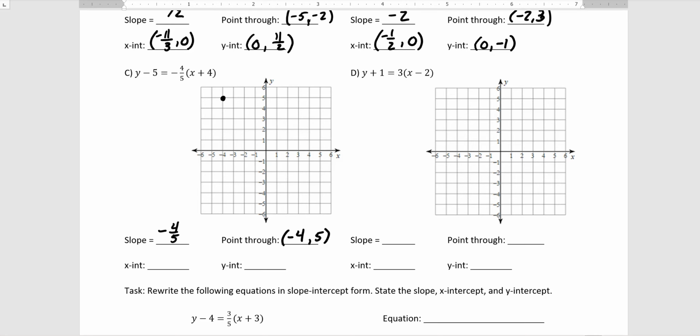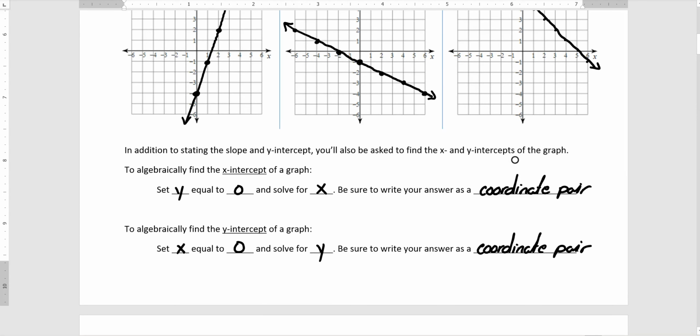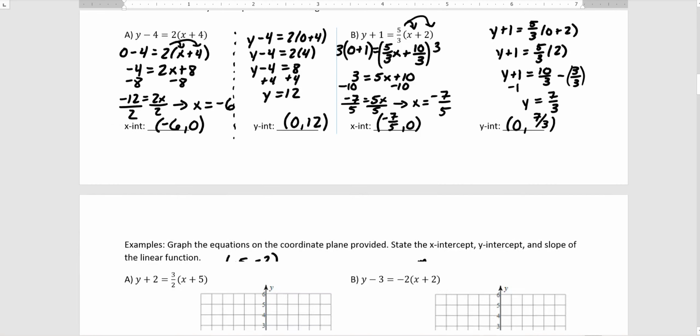Now this slope of negative 4/5 tells me down 4 and right 5. Down 4, right 5. All right, so looking at this point, I'm going to have to find my x and y-intercepts algebraically, it looks like. Looks like this one should be pretty close to 2. This one should be kind of close to 3. All right, so let's do it.